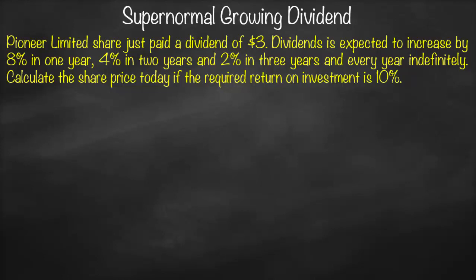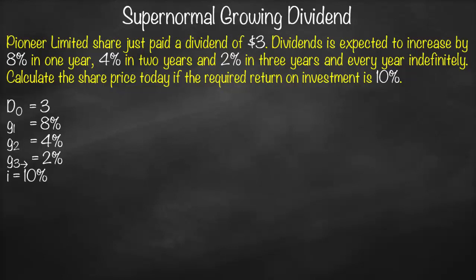So from this question, let's get the variables. The dividend was just paid, so this means that the dividend at time 0 is equal to $3. Then the growth rate in year 1 is 8%, the growth rate in year 2 is 4%, and the growth rate in year 3 and afterwards, and that's why we put 3 and then 0, which means it will continue every year forever, will be 2%. Our discount rate is 10%.